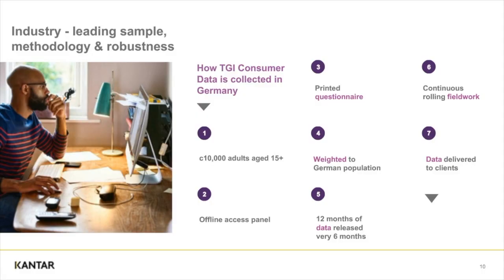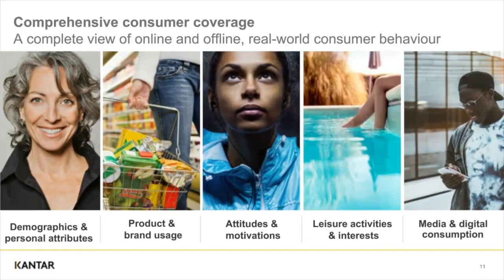In the case of Germany, we collect the data from an access panel. Every year we integrate more than 10,000 adults, and this sample is then weighted to the total population in Germany. A continuous fieldwork ensures that the data is refreshed twice a year, and each data delivery includes 12 months of data. TGI gives you a complete 360 degree view of the consumer.